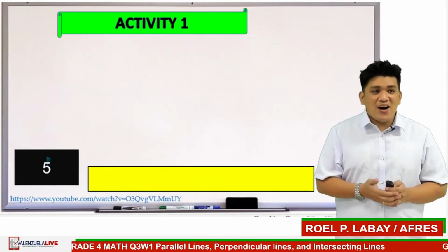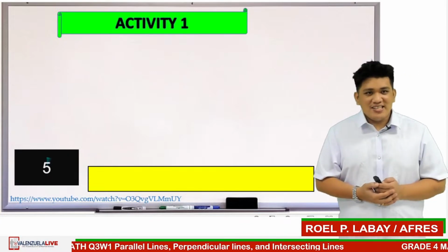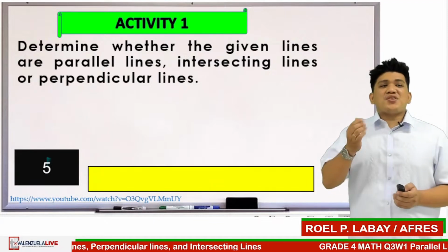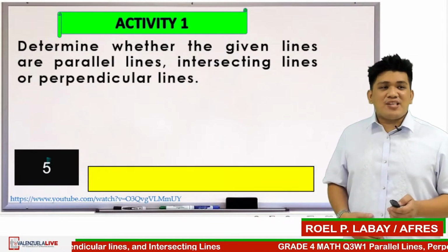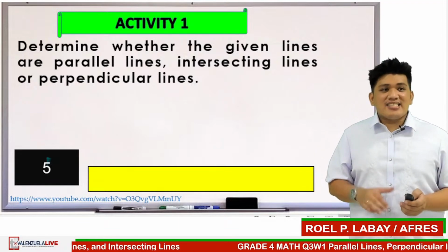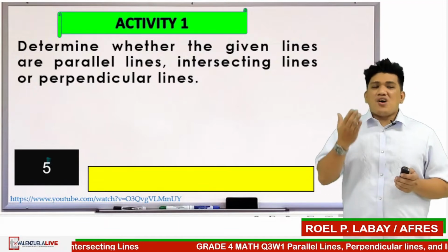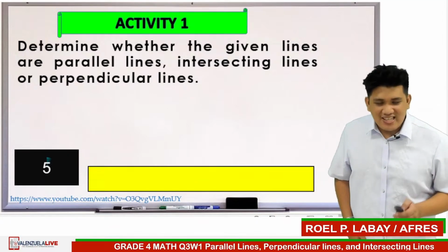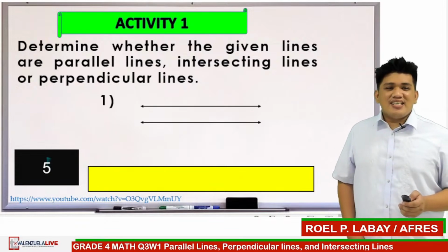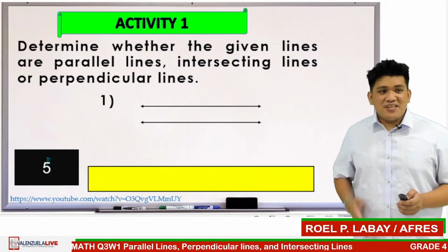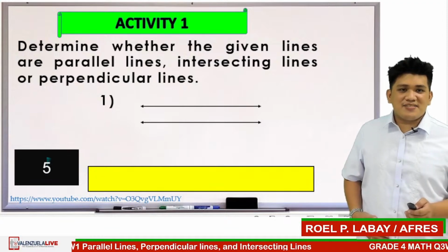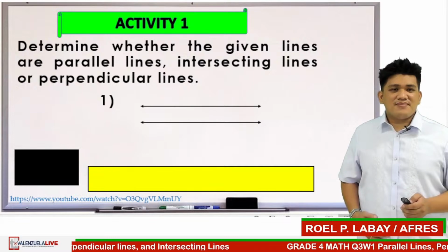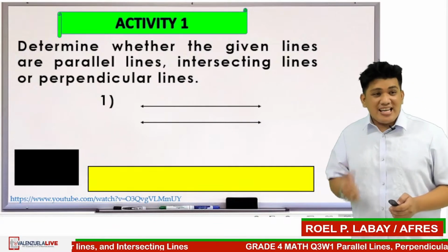Now, let's proceed to your activity. You will determine whether the given lines are parallel lines, intersecting lines, or perpendicular lines. You have 5 seconds and then you will answer or comment down your answer in our comment box. Are you ready, grade 4 pupils? Okay, the first one is this line. Is this parallel lines, intersecting lines, or perpendicular lines? Okay, time's up. What's your answer?